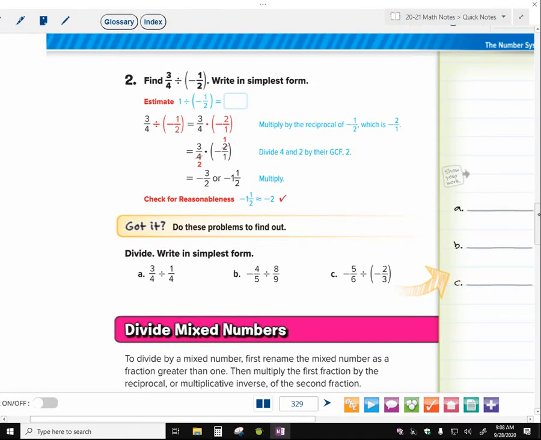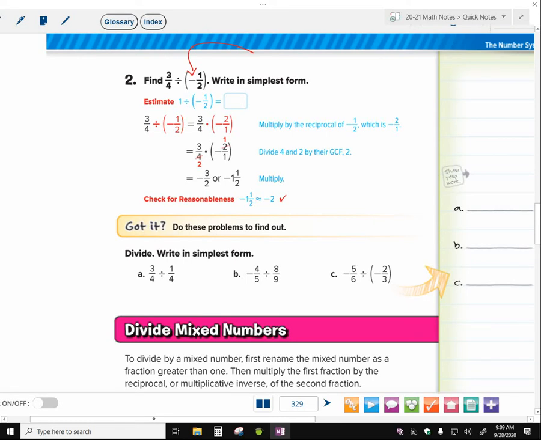Find 3/4 divided by negative 1/2. I'm going to draw a line and point to that negative. We are dividing, and dividing is the same as multiplying. Whenever you have an odd number of negatives, the quotient, which is the answer to a division problem, or product, the answer to a multiplication problem, is going to be negative. So we have 3/4 divided by negative 1/2. I find the multiplicative inverse of 1/2, which is 3/4 multiplied by the negative 2 over 1.